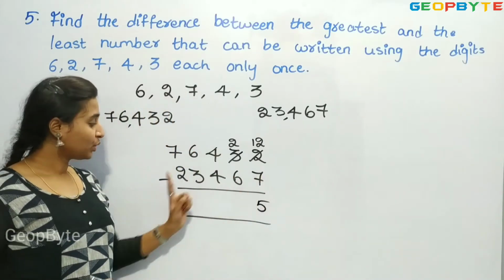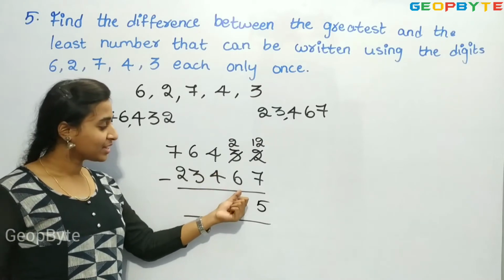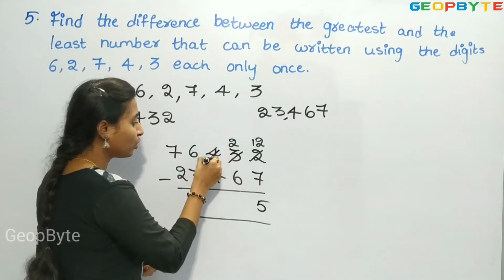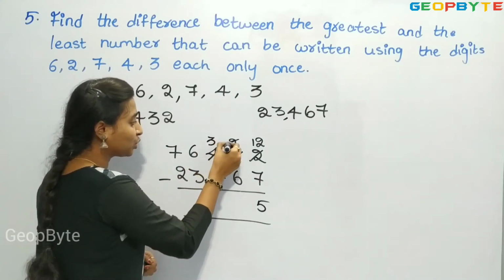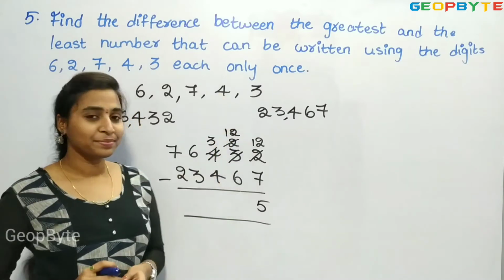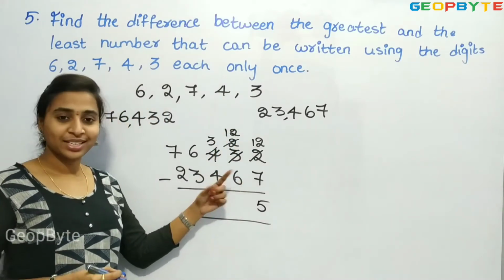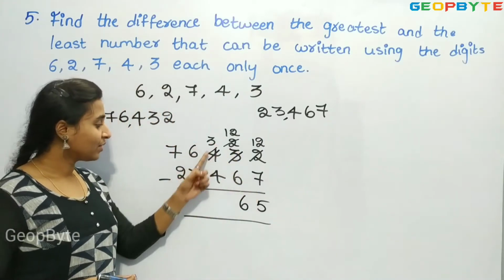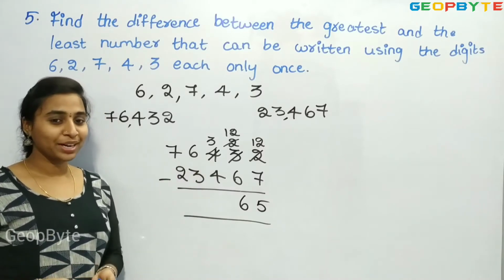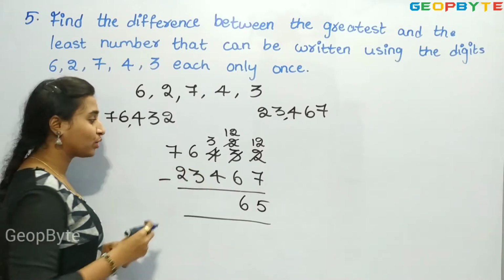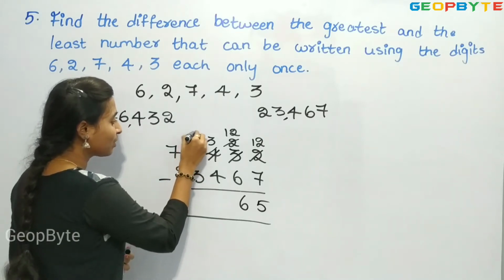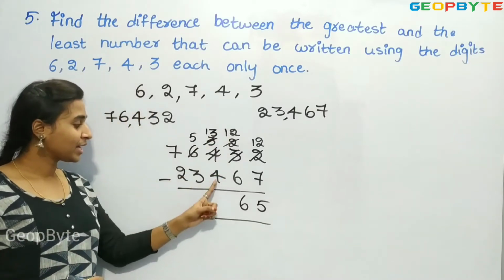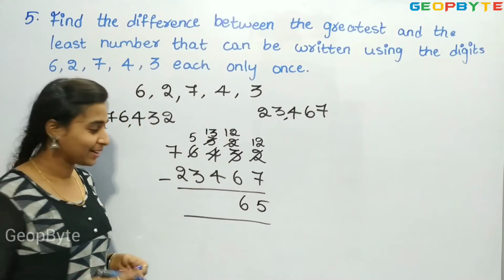Now we have 2 minus 6. We cannot subtract 6 from the number 2. So let us borrow from 4. 4 becomes 3. This 2 becomes 12. Now 12 minus 6 is nothing but 6. Here we have 3 minus 4. Again we cannot subtract 4 from 3. Let us borrow from 6. 6 becomes 5. 3 becomes 13. Now 13 minus 4 is nothing but 9.